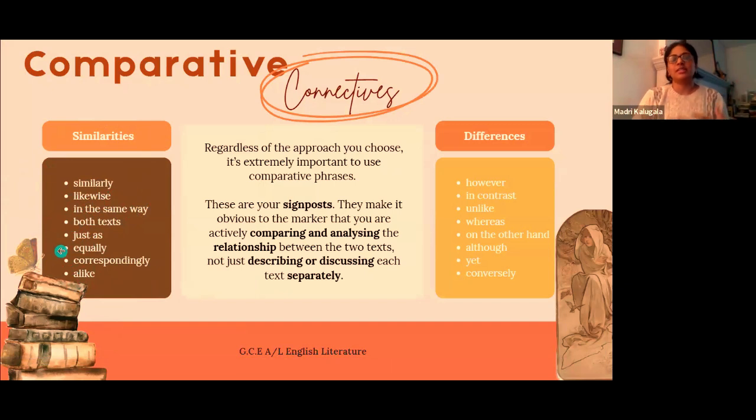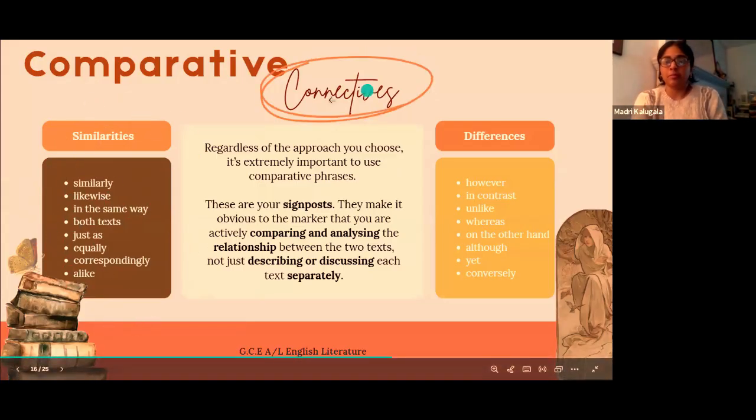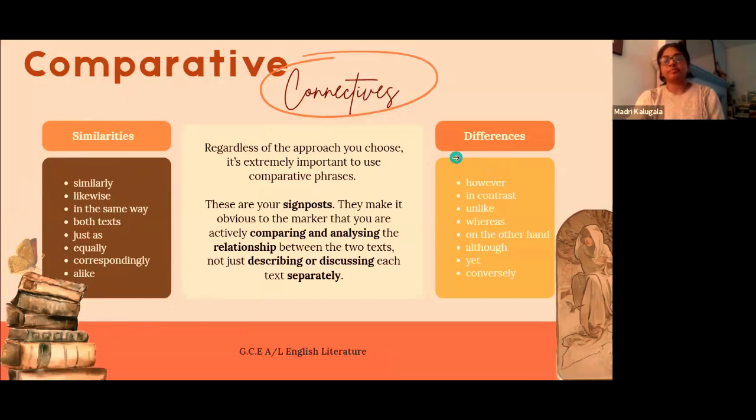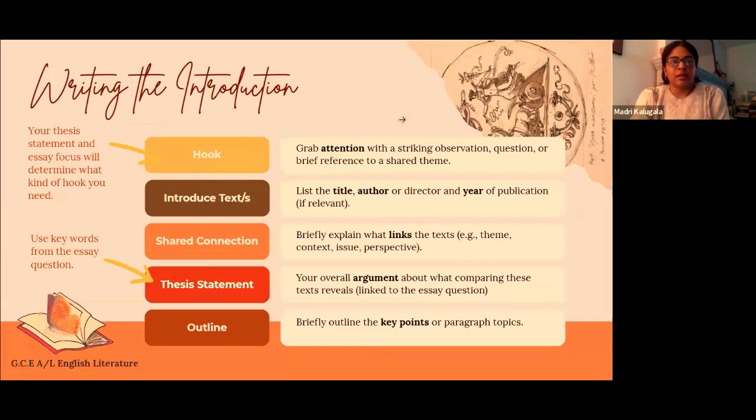Both texts, just as, equally, correspondingly, alike, similarly, all these ideas of alikeness are called connective phrases or signposting. Okay, and then how do you show difference? A is there, however, B is like this. In contrast, A is so and so, whereas B is so and so. Whereas, unlike, on the other hand, although, conversely. So really get used to using these words as part of your vocabulary, because it's going to be super important in your answers when you're actually writing them.